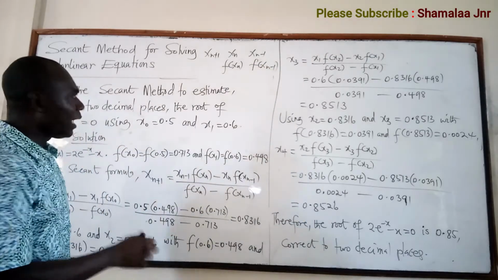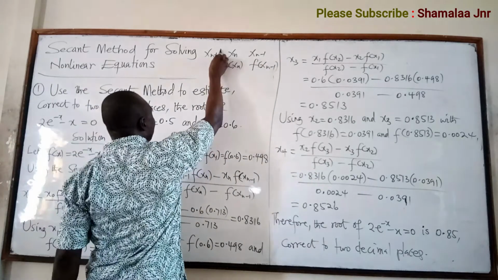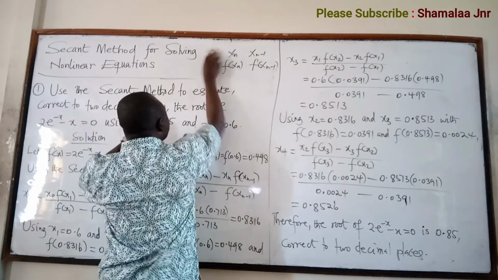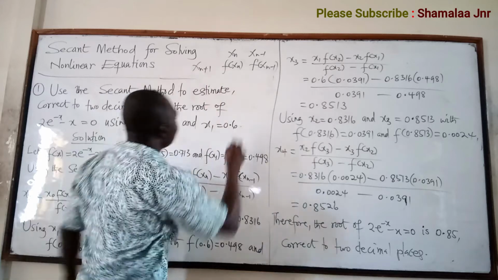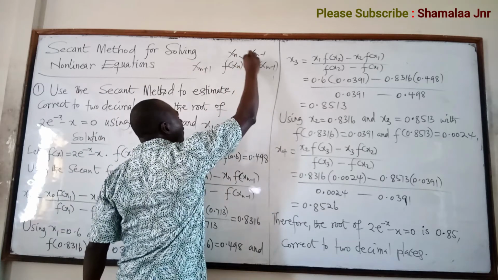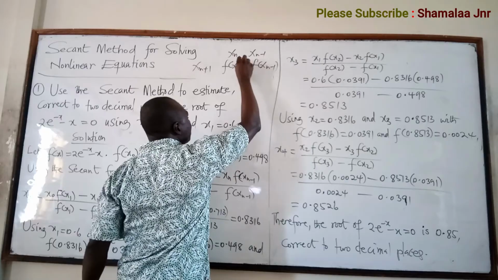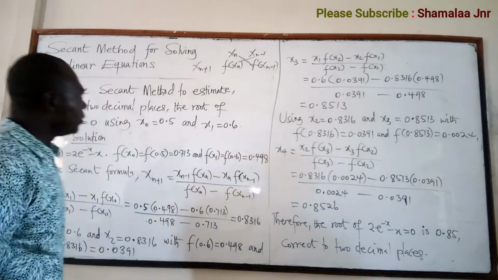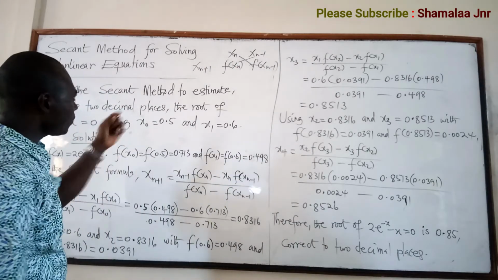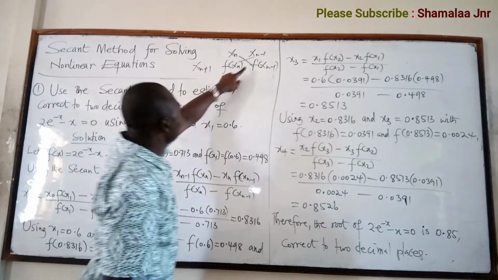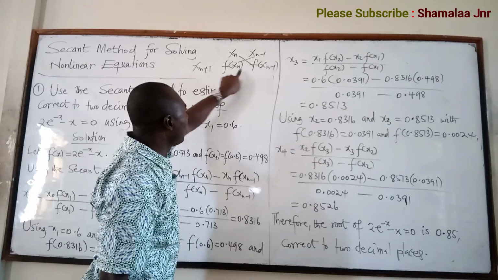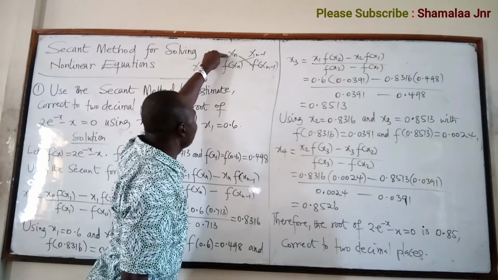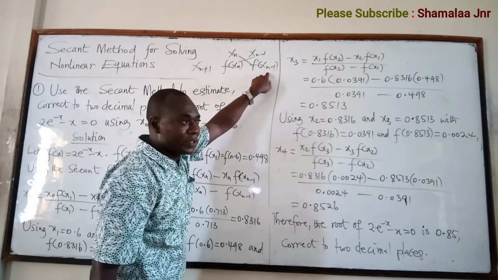Look on the board. At this point, you want this one. This one is x n plus 1. Now, viewers, at this point, when you cross multiply, if this multiplies this, this multiplies this, look on the board. You can see that this one will be x n minus 1 times f of x n. And then this one will be x n times f of x n minus 1.